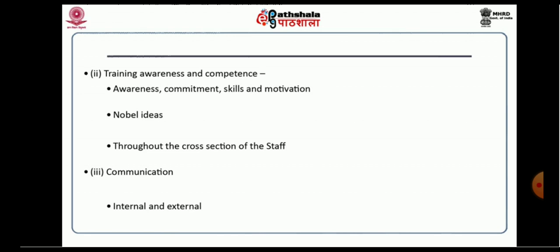Recruiting people for the organization is not the important thing. We need to provide the necessary training on demand. Other than that, we need to give awareness, commitment, skills and motivation and new ideas throughout the cross section of the staff. The third thing is called communication. Communication must be done internally and externally.